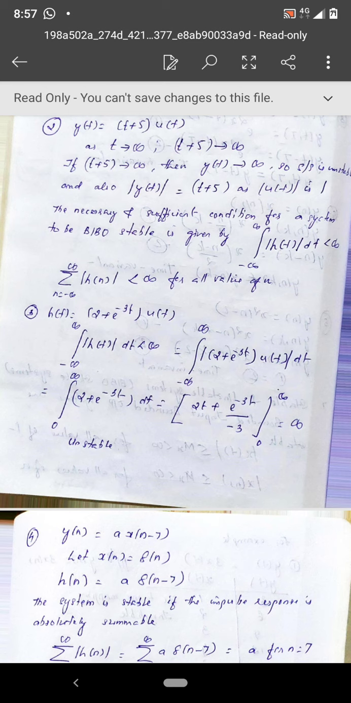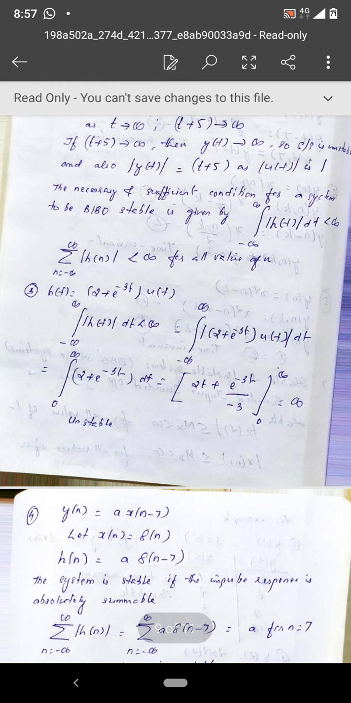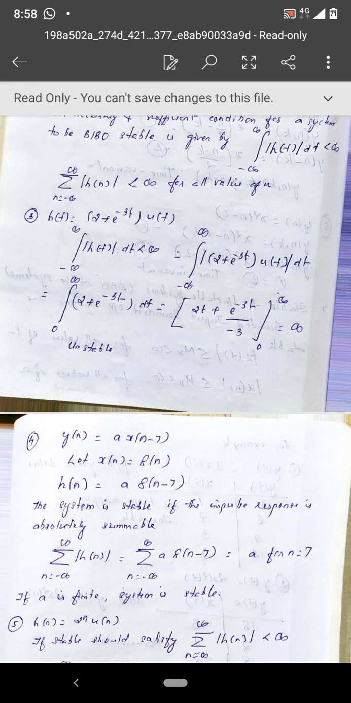When you perform the integration, I know you know how to do that. Integration of 2 dt is 2t, plus integration of e raised to minus 3t is e raised to minus 3t by minus 3, the whole within the limits of 0 to infinity. When you apply the limits to the first component, that is 2t, the whole thing becomes infinity. So such a system is unstable. If you have the impulse response, you see whether the integration gives some value which is less than infinity. If the answer of the integration is some value less than infinity, then such a system is stable.